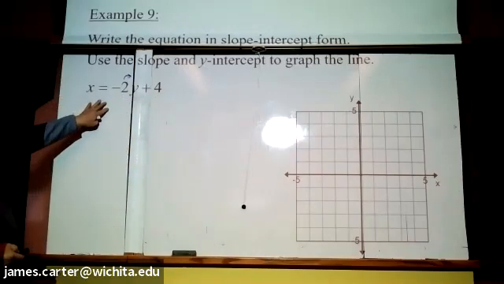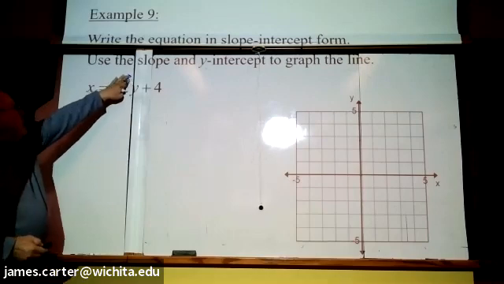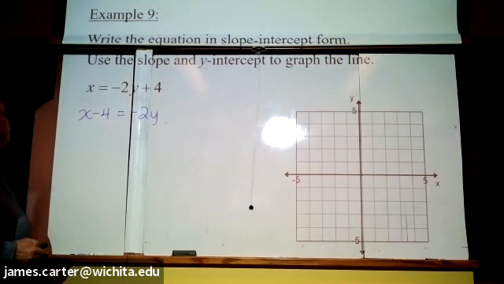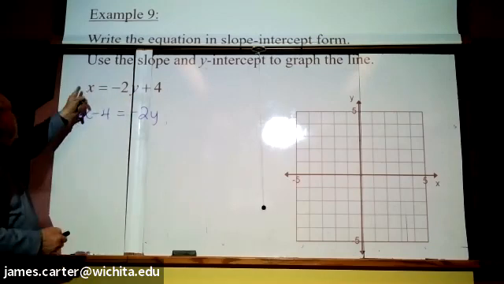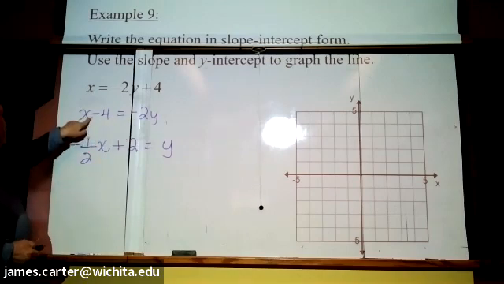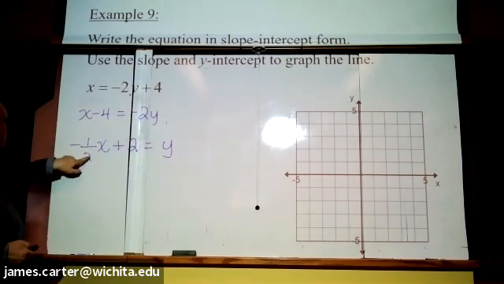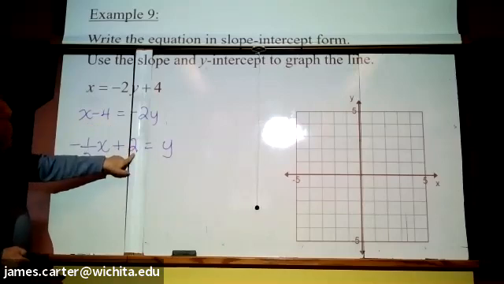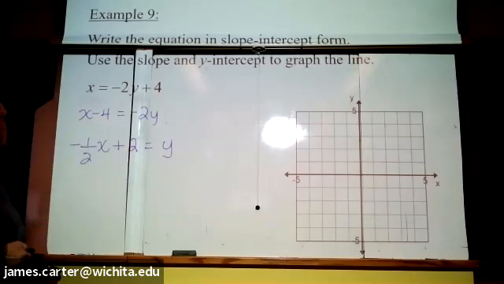This one is not in slope intercept form. So we need to get the y over here, the x over there. They chose to leave the y over here and move the 4 over there. Now they're going to divide both sides by -2. X divided by -2, they show in -1/2 format. -4 divided by -2 gives you +2.